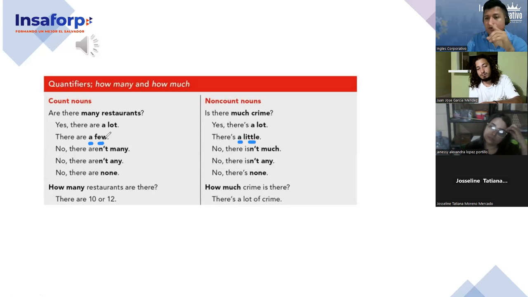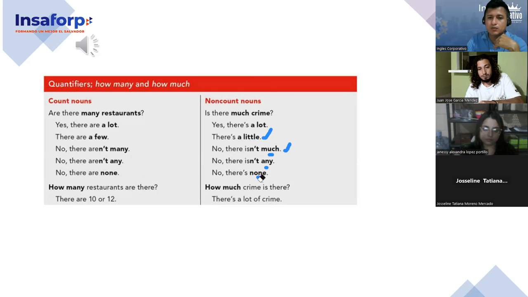So instead of saying a few, we can use a little. A lot, yes, we can use it with both of them, if you see, right? Also, many, here we change it. This is many and this is much. Any goes with both, yes. And none goes with both, right? We can use them with the two, countable or non-countable nouns. And the big one here is how many that goes with countable and how much that goes with uncountable nouns. Okay, so little and much, that changed. You need to change it when it comes to uncountable nouns. But the rest goes the same.